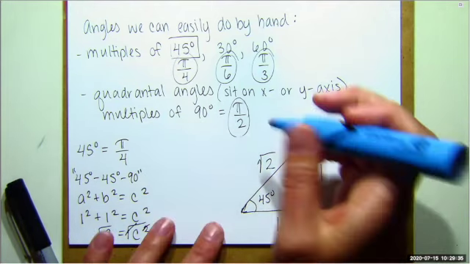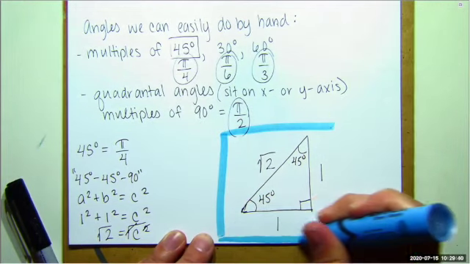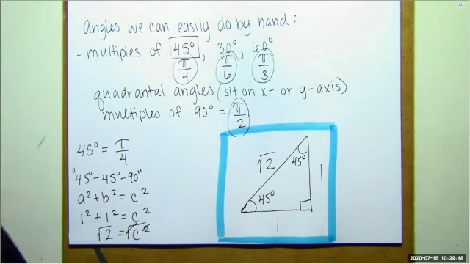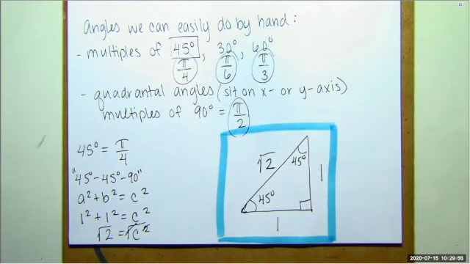All right, this is the important part. I'm putting in a highlighted box. That means this is really important. The ratio of sides in a 45, 45, 90 triangle: our sides are 1, 1, and square root 2. Okay, so in a 45, 45, 90 triangle, our sides are 1, 1, and square root 2.